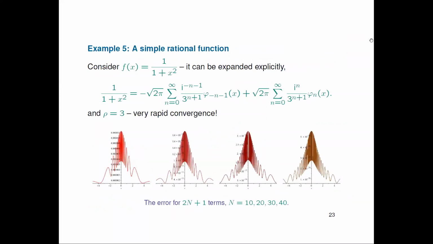So let me give you an example. f of x equals 1 over 1 plus x squared. This function has two poles at plus minus i. If you surround each of these two poles by a small disk, it is analytic outside these two poles. And actually, we can write down its expansion in Malmquist-Takenaka explicitly, and rho is exactly 3. So we converge like 1 over 3 to the power n. Very fast convergence. So here is an example: 2n plus 1 terms, going from minus n to n, for n equal 10, 20, 30, and 40. And look, for n equal 40, we already have 20 significant digits. So incredibly fast convergence.